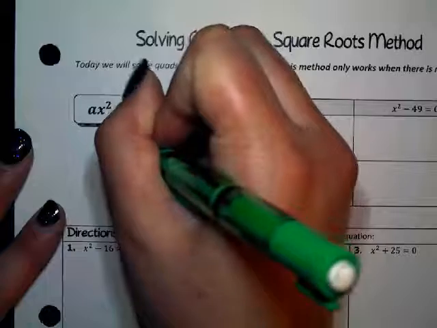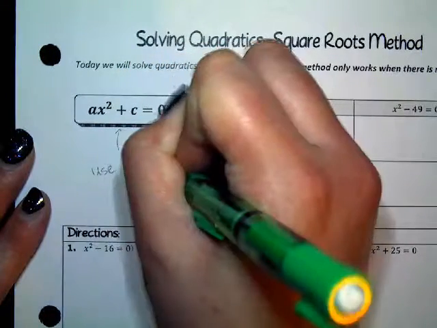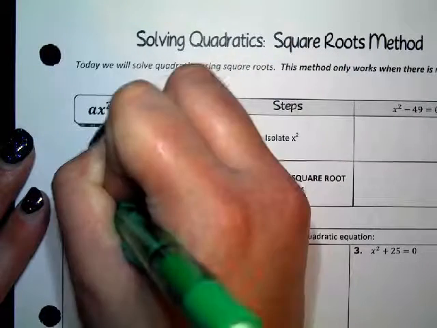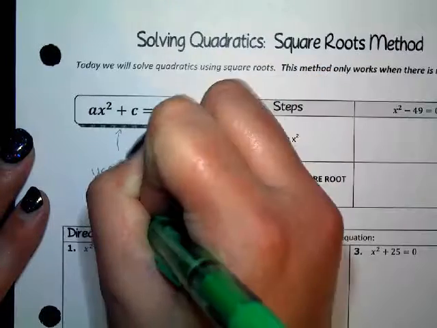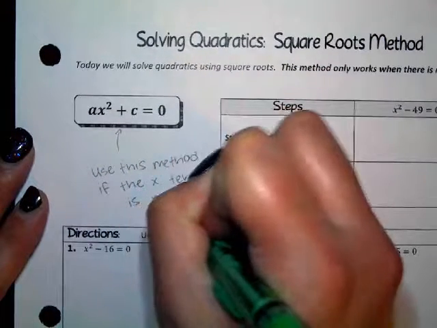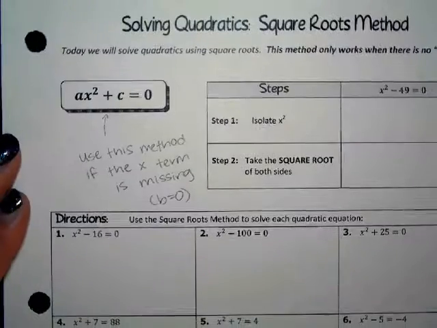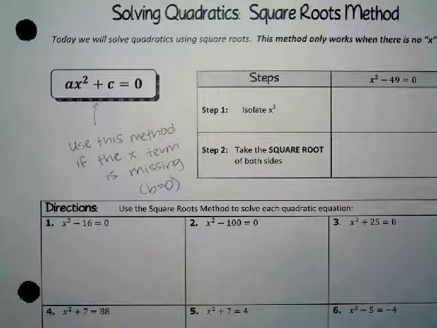So we're going to draw a little arrow up here. We're going to say use this method if b is missing. A could be equals 0. Do you have to use this method? No. The quadratic formula is still valid. This is just another method, okay?